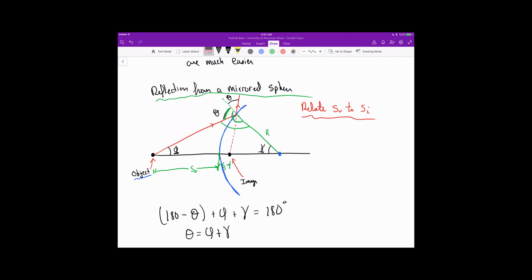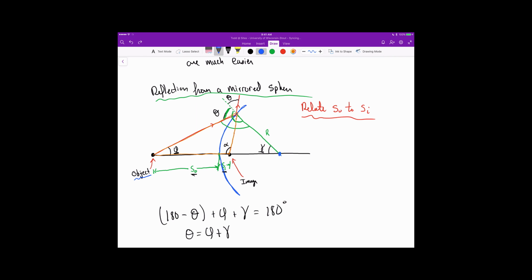The next thing to notice is I'm going to look at a slightly different triangle. I'm going to look at this triangle right here, and I'm going to call this angle down here alpha. It turns out that alpha and phi are actually closely related to S sub O and S sub I, and so these are the two angles I'm actually going to be focusing on a little bit. Now, I do see that this angle here is 180 degrees.